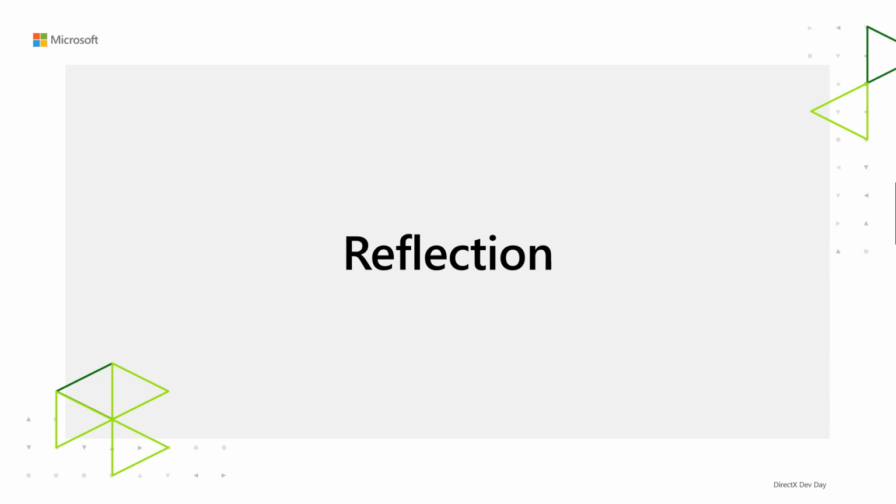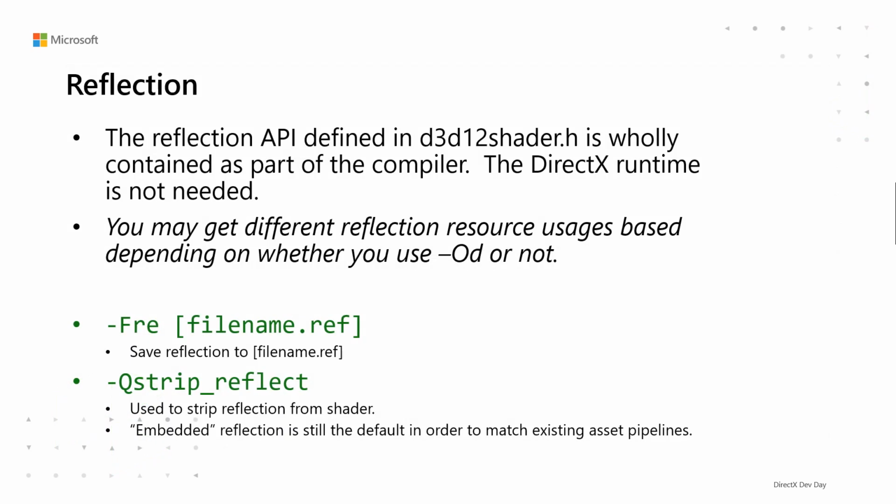Next, we'll talk about reflection. One handy thing is that the reflection API is defined in d3d12shader.h, and it's wholly part of the compiler. It uses interfaces exposed by the compiler's DLL. You don't need the DirectX runtime or any of that complexity in order to use reflection. So it's nice if you have an asset build pipeline and you're trying to keep it lean and small and minimize dependencies, then you can go that route and do all of your reflection without ever initializing or using DirectX.